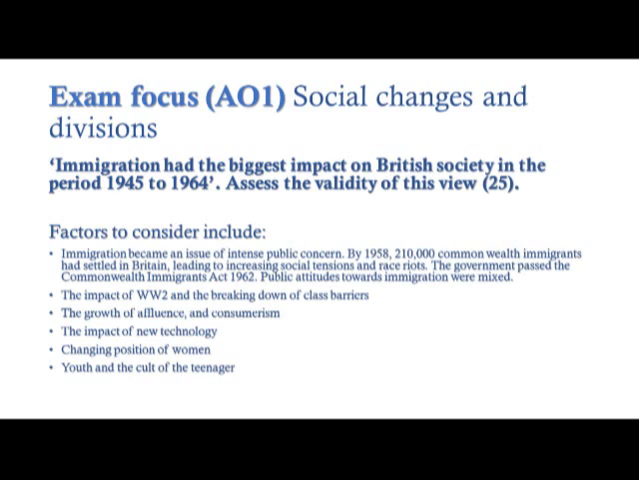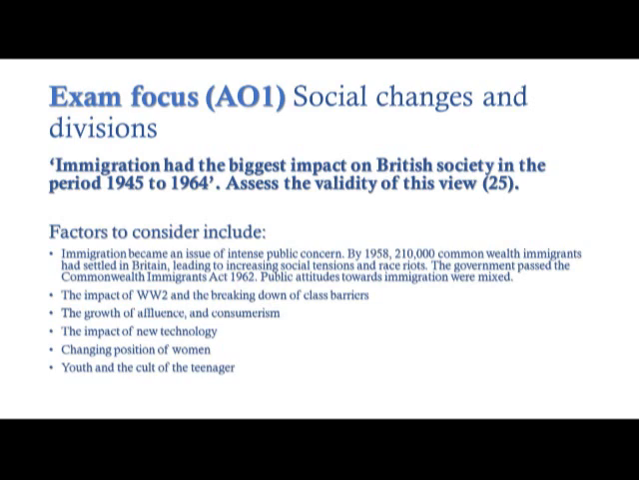So the question states, immigration had the biggest impact on British society in the period from 1945 to 1964. How valid is that view? So factors to consider, of course, always start with the factor given to you in the question. You could say that immigration did have a massive impact on British society, not always a particularly pleasant one, because unfortunately of the racial tensions that it created.